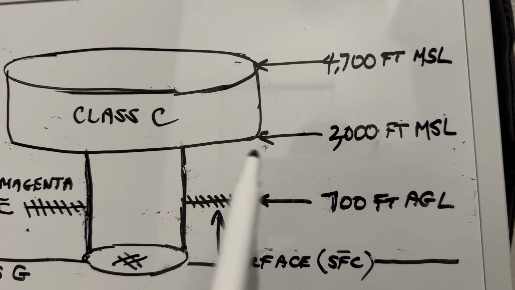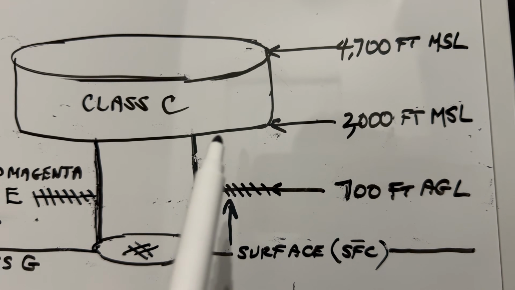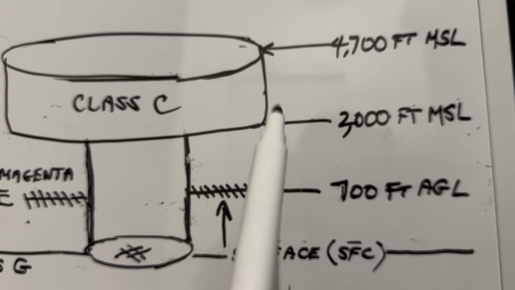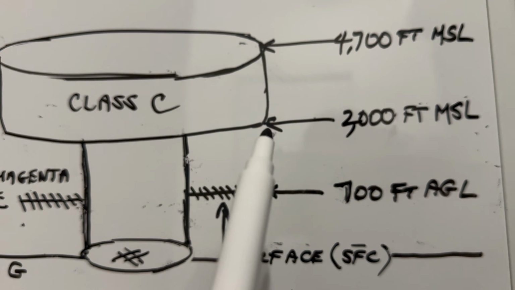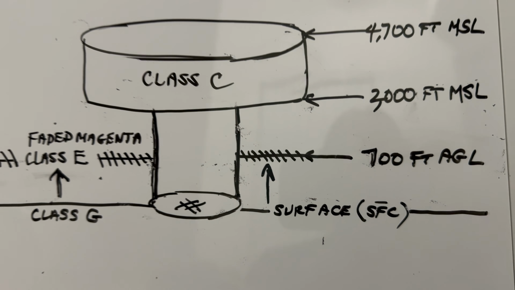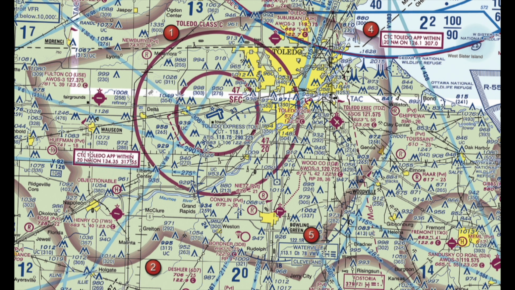Now you see the floor of the outer layer at 2,000 feet MSL, and then as you go up to the upper limit at 4,700 feet MSL, you can see it very clearly as I indicated on this drawing. Now going back to the sectional chart, do you now see how it's beginning to make sense in regard to Class C airspace, its limits, and Class E airspace and its limits?